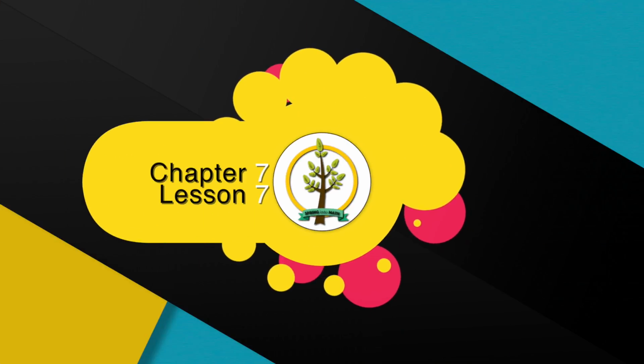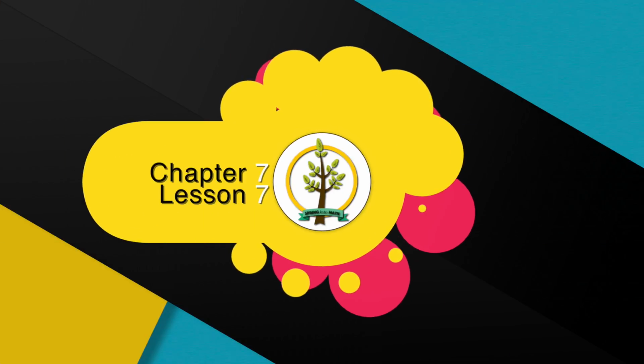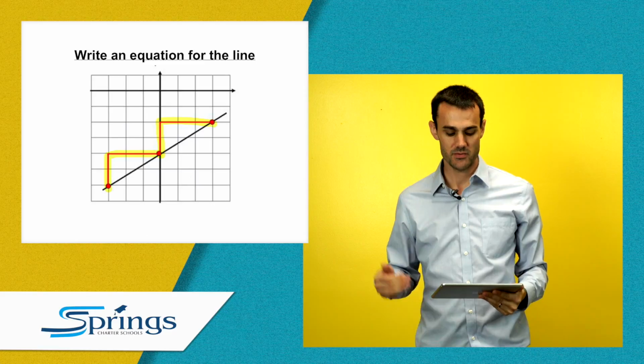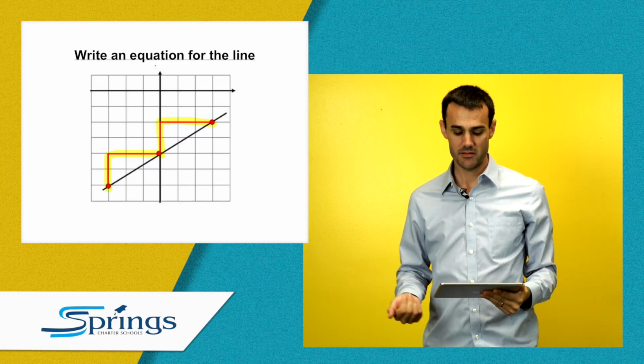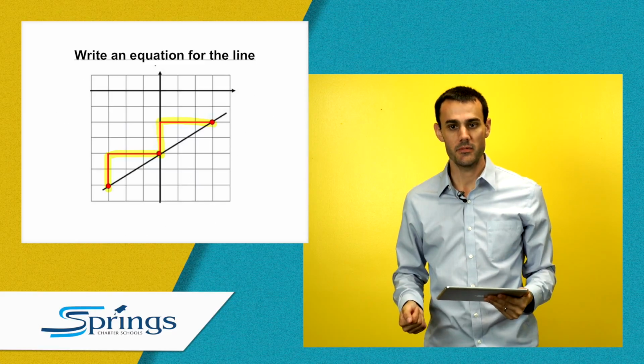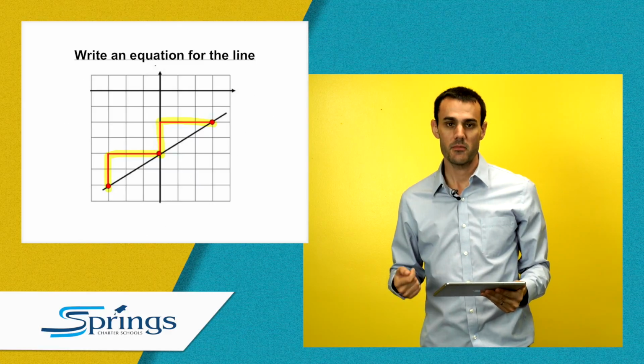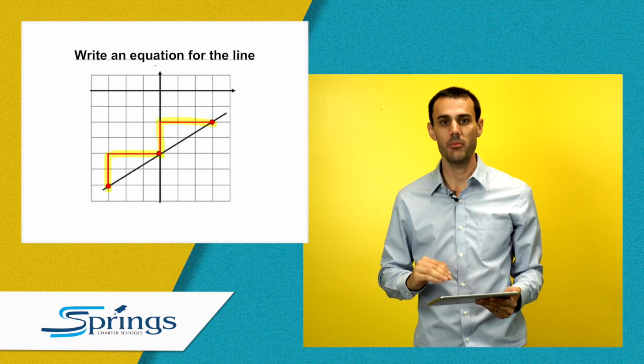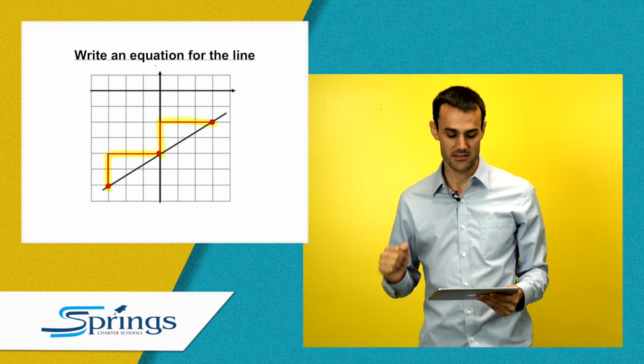Let's go ahead and dive right into some examples. Here it asks us, write an equation for the line. Now this is a little confusing because we see here that we have our line graphed in black, and then I've already created some triangles here, and they're highlighted in red and yellow. So we're going to use what we see here to help us write the equation for this line.